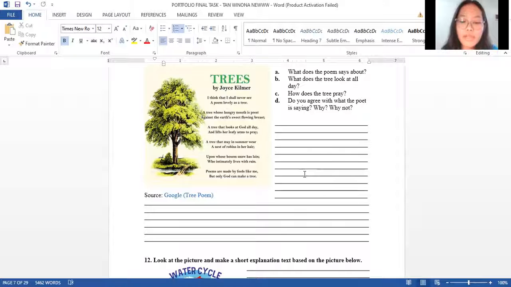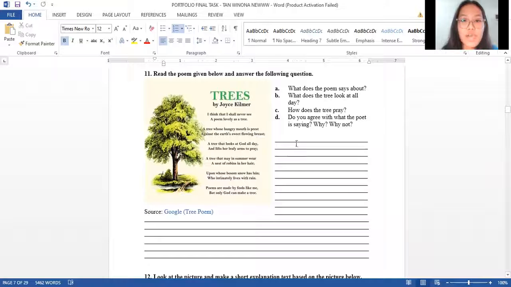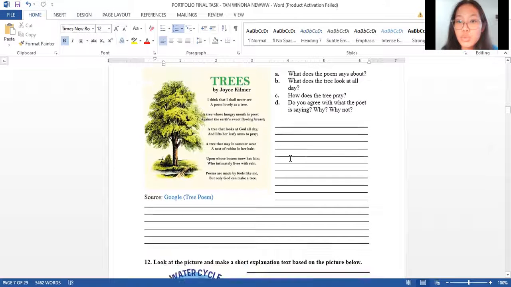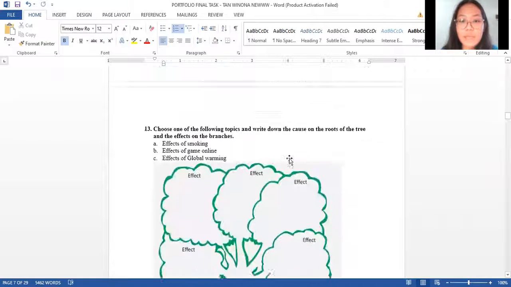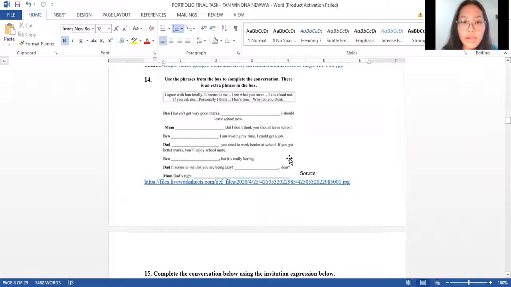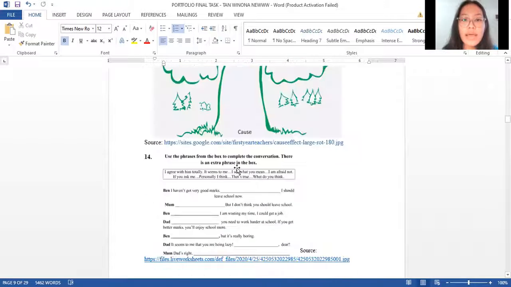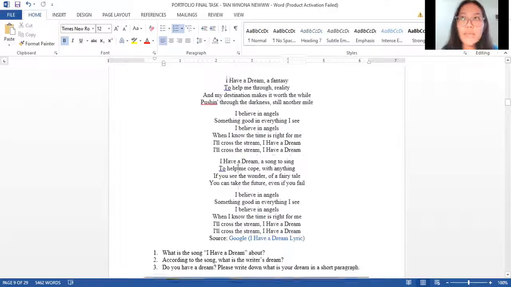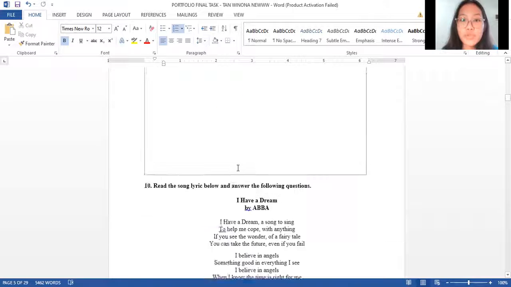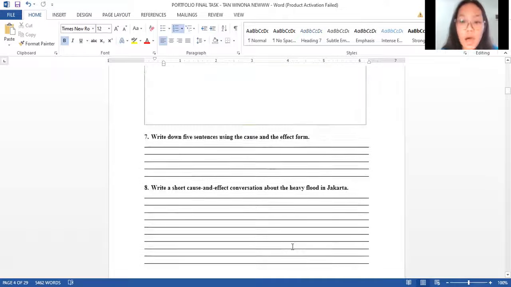And there are some parts in the writing tests that have more than one question for each number. Okay, such as this, for number 11, we have four numbers to answer. And also here for number 14, we have to fill in the blanks with phrases from the box. And this can also take more time to answer. Okay.